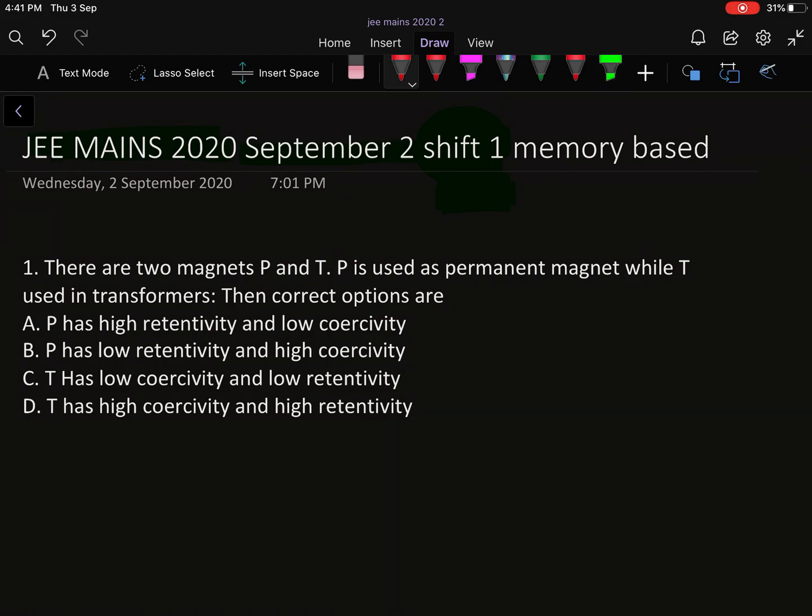So the first question: there are two magnets P and T. P is used as a permanent magnet while T is used in a transformer. Then the correct options are... The magnets used in transformers are soft, or temporary magnets. The magnet in a transformer is made from soft iron, and soft iron gives very less energy loss.